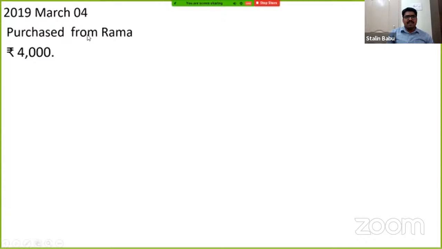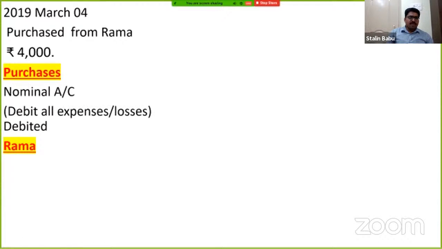So we are purchasing goods from Rama. What is coming into the business? Goods are coming into the business, so one account is the purchase account. Who is the giver? Rama. So the two accounts affected here are the purchase account and Rama account. Purchases is an expenditure to the business, so it belongs to the nominal account. What is the principle of nominal account? Debit all the expenses and losses, credit all the incomes and gains. Here purchase is an expenditure, so this account is debited.